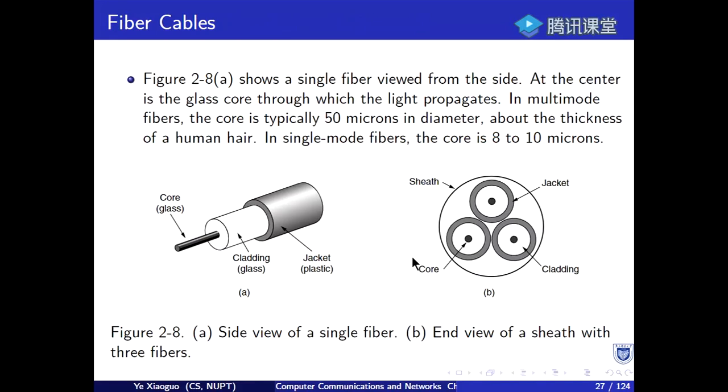Figure 8 shows a single fiber viewed from the side. At the center is the glass core through which the light propagates. In multi-mode fibers, the core is typically 50 microns in diameter, about the thickness of a human hair. In single mode fibers, the core is 8 to 10 microns.